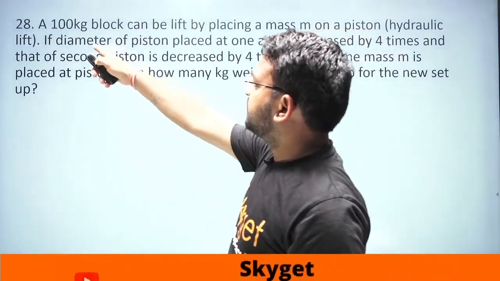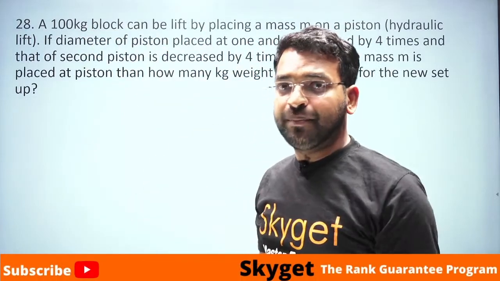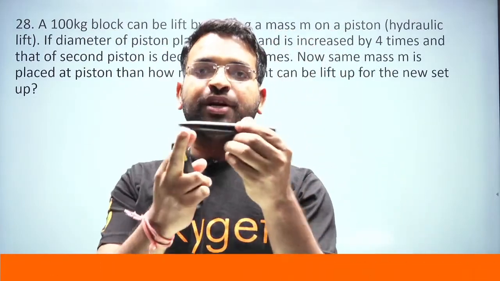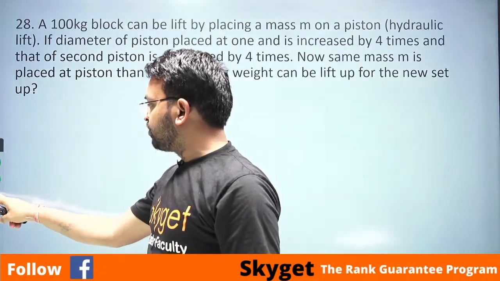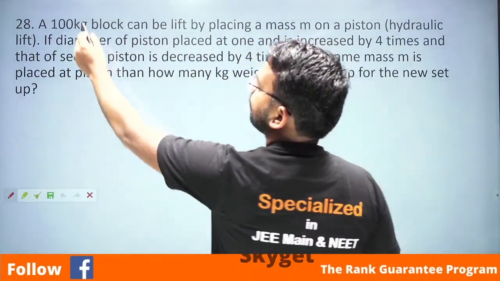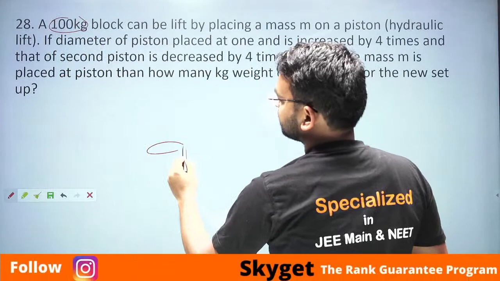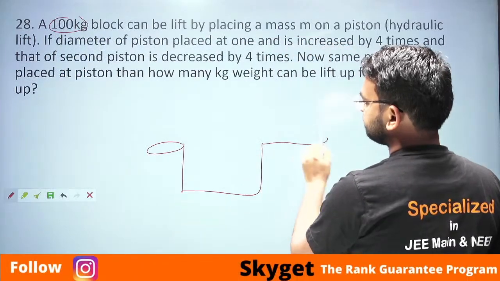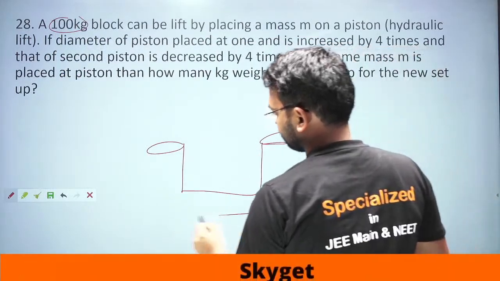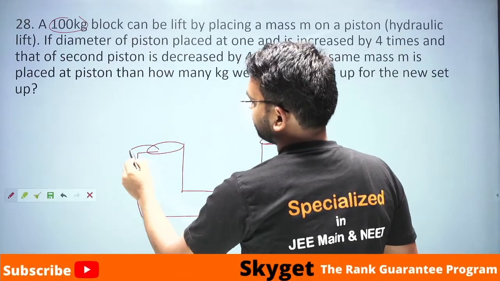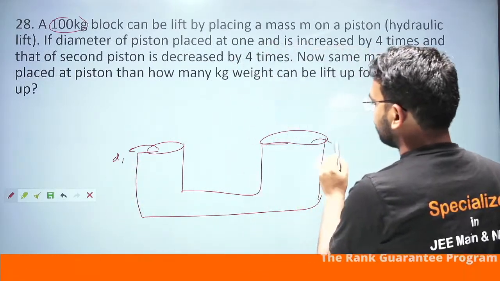Okay, now this is a question based on the hydraulic lift. Hydraulic lift means that at the same level the pressure remains the same. So for example, what the question is saying, just read it out. 100 kg block, hydraulic lift. A hydraulic lift works something like this. This may be your diameter d1, this is your diameter d2.